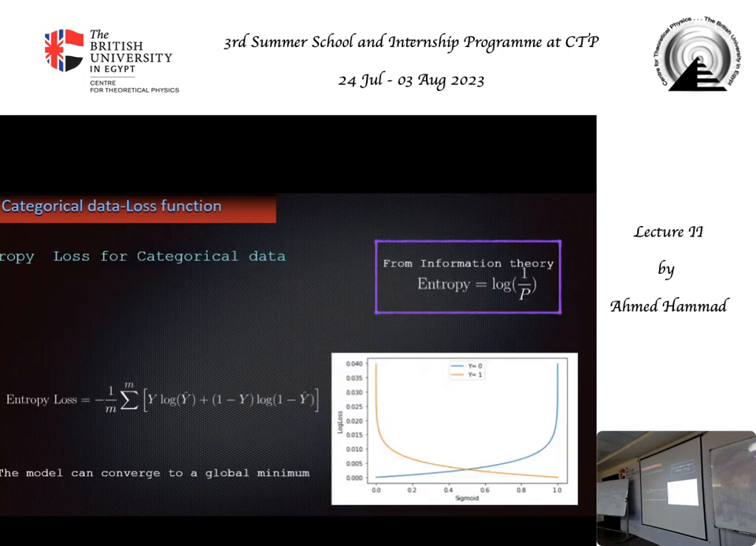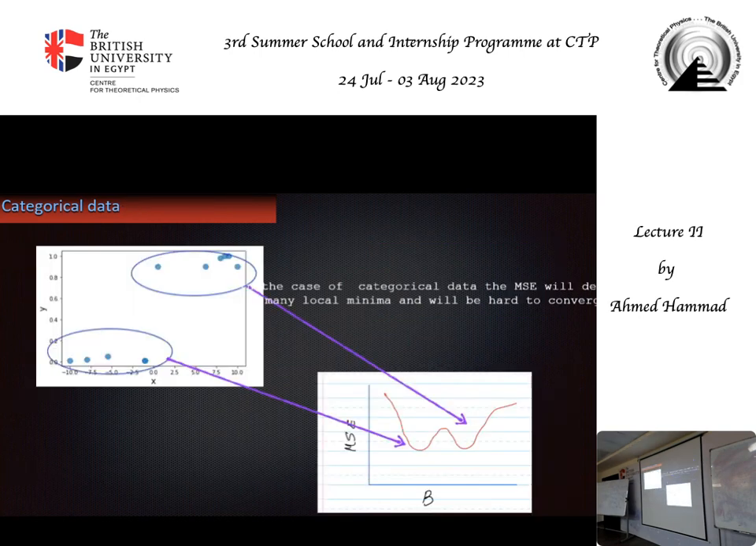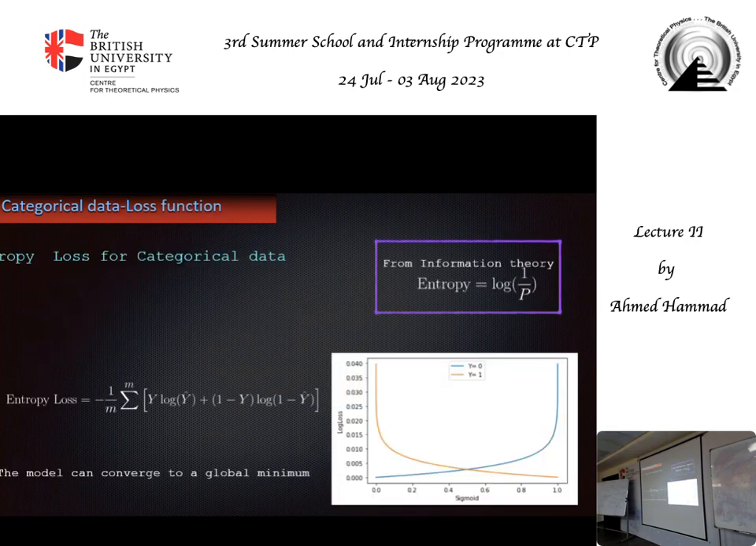So here you always have this negative sign, and then we have what's called the categorical or binary entropy loss function, in which y is the true value that we have, the exact y value here, and y hat is the value predicted by the model, and then we add another term.